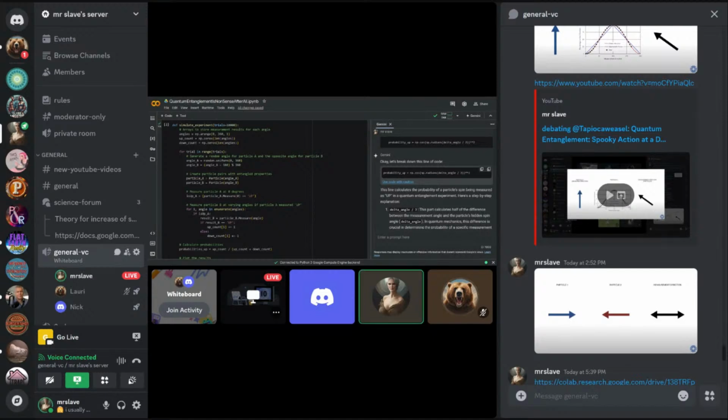Okay. So is it up? Good. Measure particle B at varying angles if particle A measured up. Okay. So for i, angle in enumerate angles. So angles is a range from 0 to 360 by 1 degree. If A is up, then result B, particle B, measure angle, where angle is 1 degree, 2 degree, 3 degree. Good. If result B is up, then up count plus 1, else down count plus 1, right? But this is just for this angle.